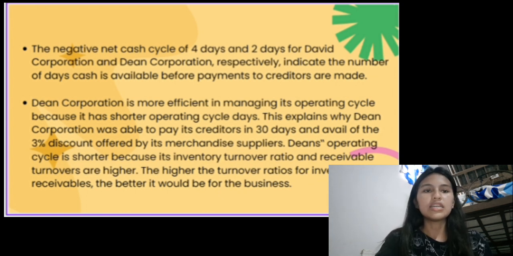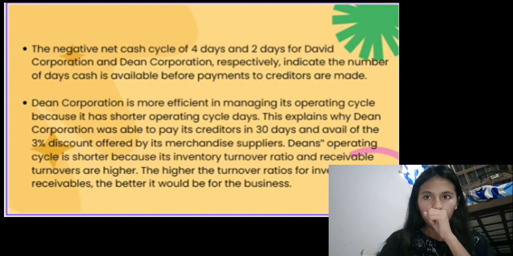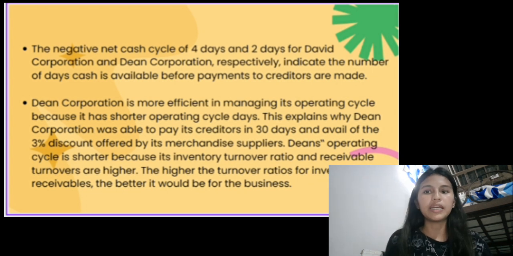So, dito naman sinasabi lang na yung Dean Corporation daw is meron siyang shorter operating cycles na advantageous siya. By having the shorter operating cycles, Dean Corporations was able to take the 3% discount offered by its suppliers for paying within 30 days. Yun lang yung sinasabi dito.